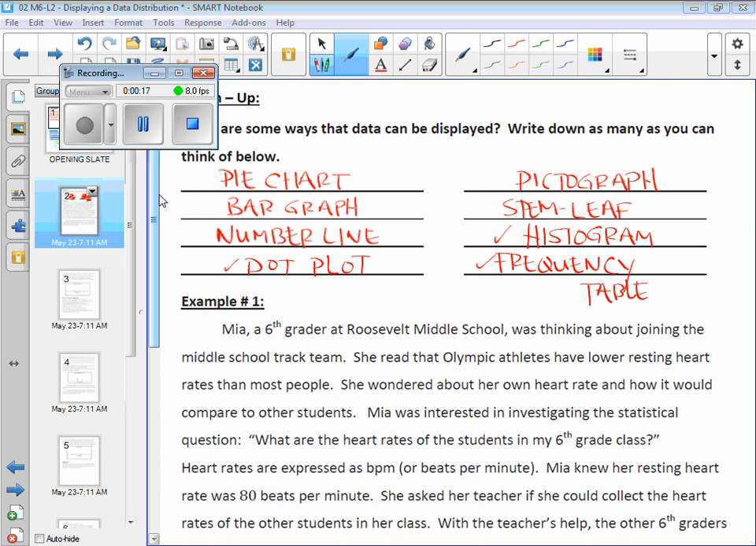Mia was interested in investigating the statistical question, what are the heart rates of the students in my sixth grade class? Do you see why that's a statistical question? Because its answers can vary.